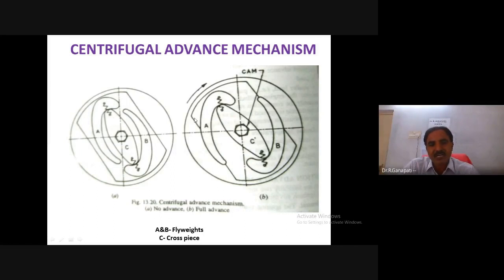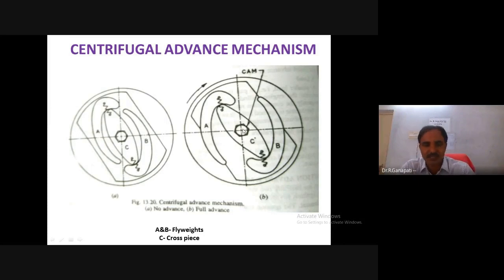in the initial condition, it is like this, and when the engine starts, observe the flyweights slightly moving in this direction. Okay. So when they slide, they can change the position of the cross piece. When the cross piece changes its position, it can change the cam position also. And when the cam changes its position, it can change the rotor position also, that is, the rotor arm in the distributor, and ignition advancing occurs.